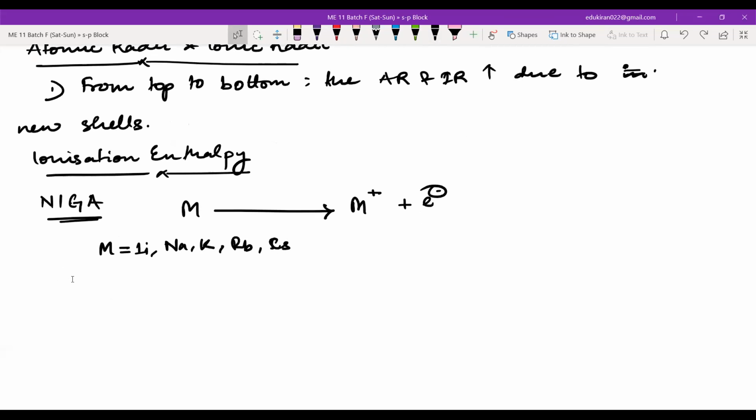So ionization enthalpy will depend on how far the electron is from the nucleus. As the size is increasing, the ease of removing an electron also increases. So it is easier to remove an electron if the size is larger, and hence the ionization enthalpy decreases as we go down the group.